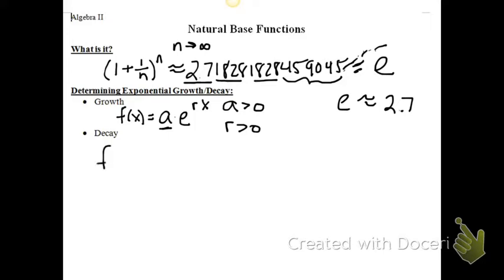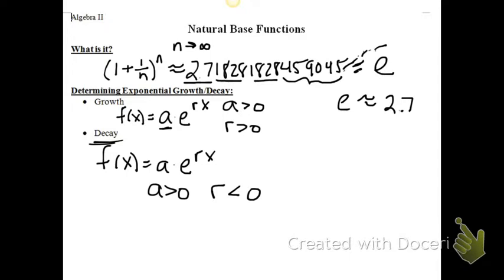However, if f of x is a times e to the rx, if it's decay, we have to have the a value once again bigger than 0, but now r has to be less than 0. If r is less than 0, this thing will be a decay function. So one of the first questions I could ask you would be in the following examples. In this example, we're going to determine whether the function is exponential growth, decay, or neither.